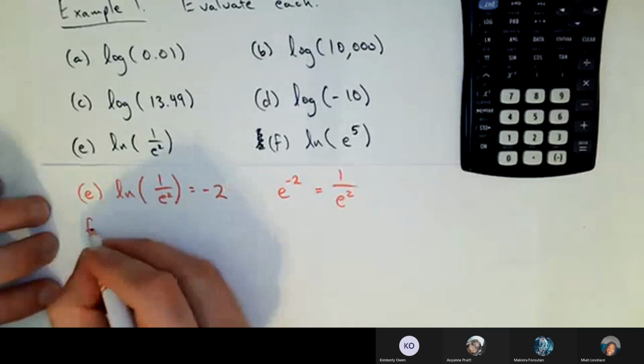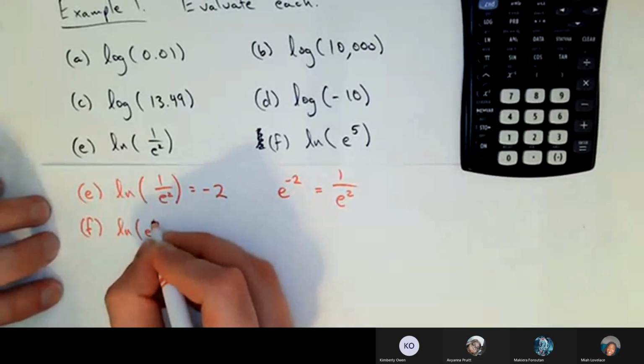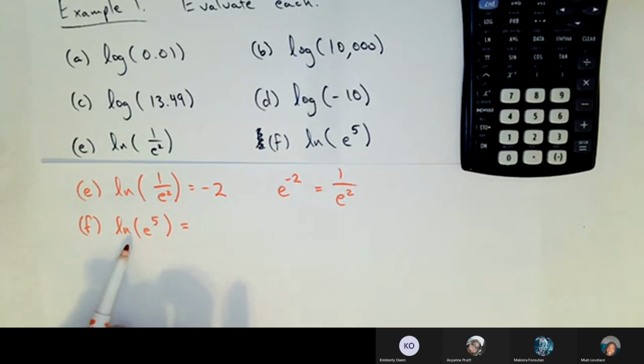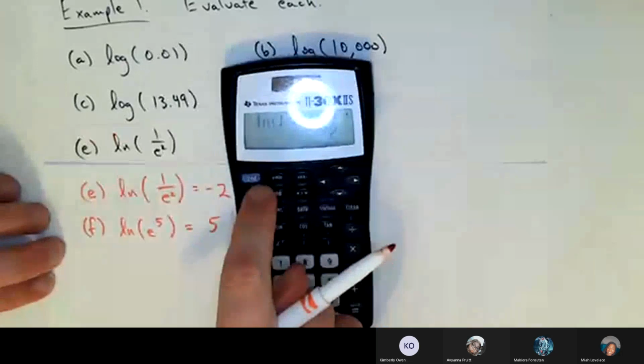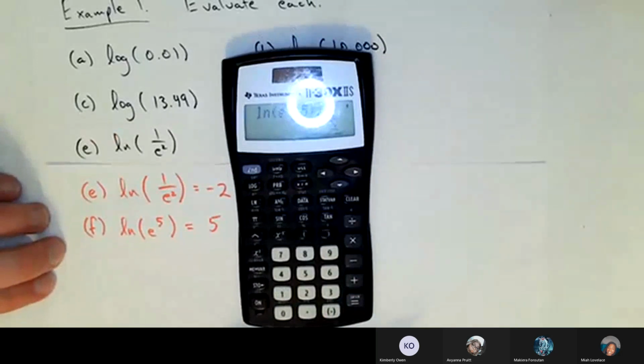Okay, part F says ln of e to the 5th. This one's a lot more straightforward. In fact, I don't even need the calculator, because e is the base of the log and e is the base of the exponential, they match, so I can just write 5. And if you don't believe me, you can go to the calculator, say ln of e raised to the 5th is 5.